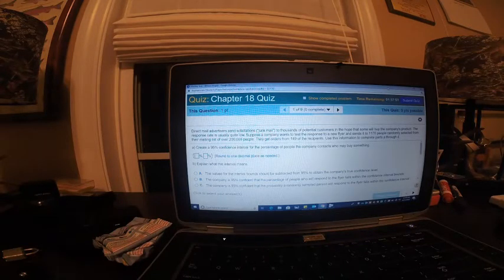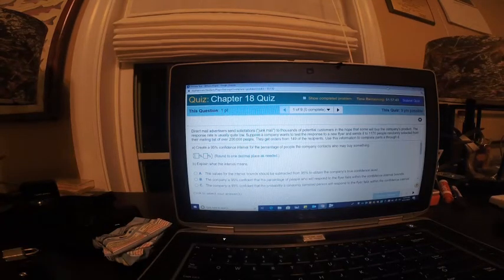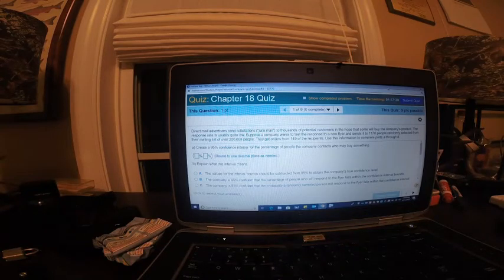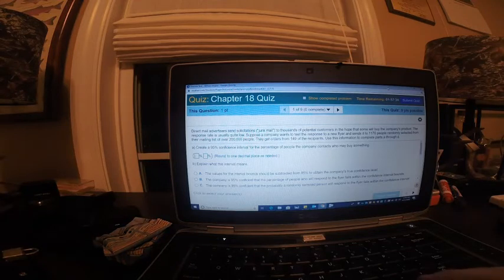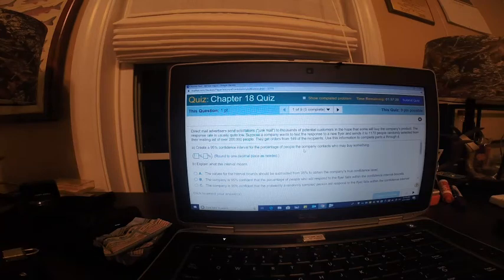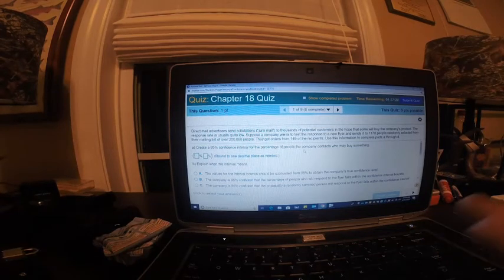Suppose a company wants to test the response rate to a new flyer and sends it to 1,170 people, randomly selected through their mailing list of over 200,000 people. They get orders from 149 of the recipients. Use this information to complete parts A through D. Alright, let's do it. Create a 95% confidence interval for the percent of people the company contacts who may buy something. Okay, 95% confidence interval.